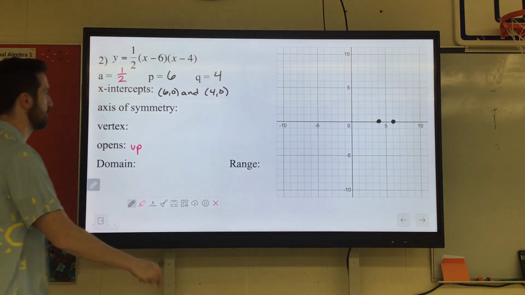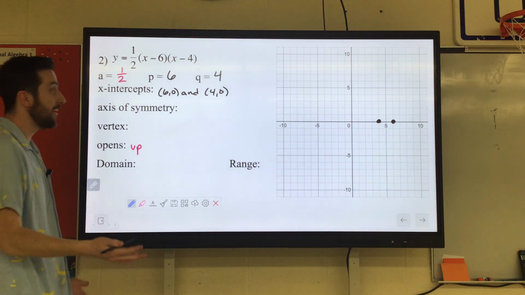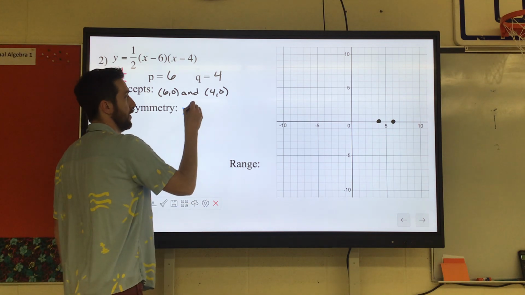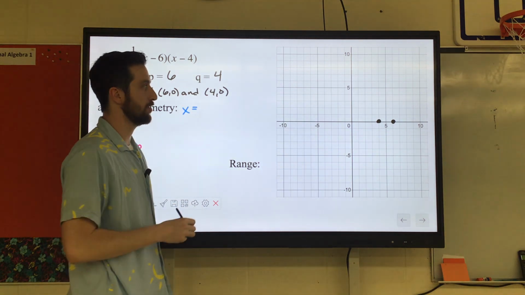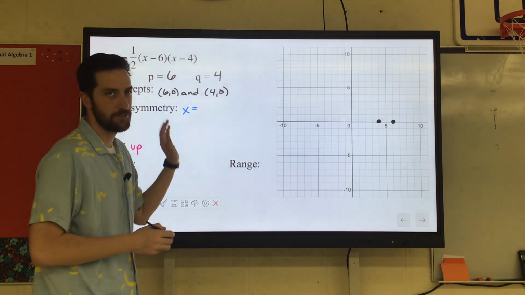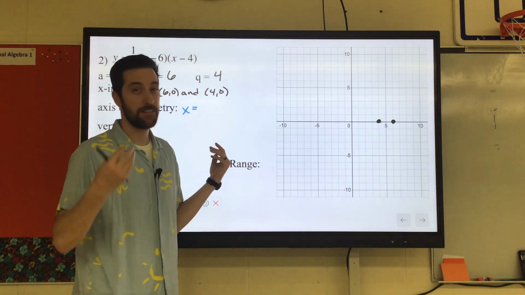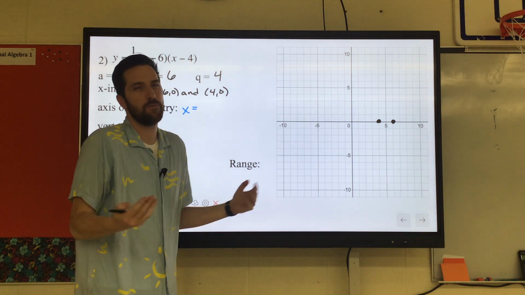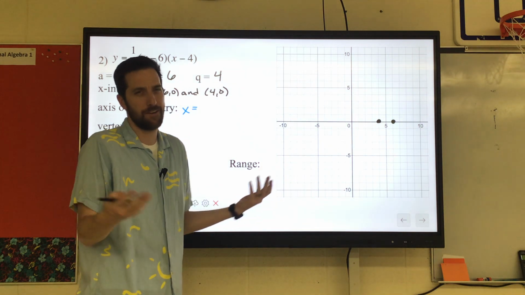Remember the axis of symmetry. The x-coordinate for the axis of symmetry is right in the middle of the two. Now, again, you could add them together and divide by 2, but what's right in the middle of 4 and 6? 5.